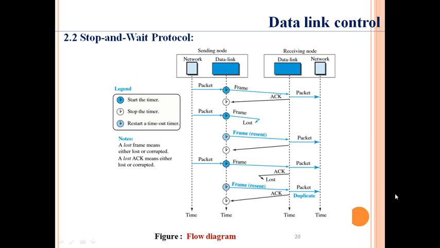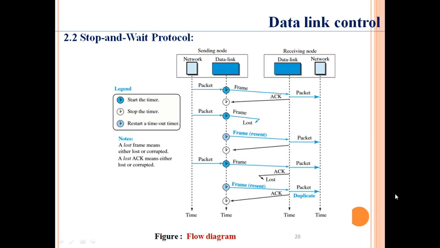So the sender waits until the time expires. The time will expire as the frame is not received at the receiving end. The same frame will be resent. The second time it will be received successfully, and a positive acknowledgement is sent from the receiving node.